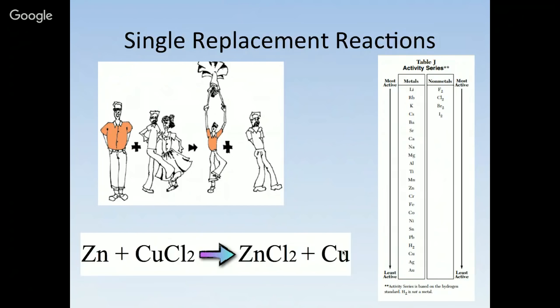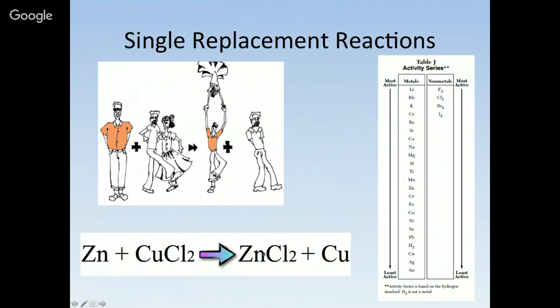Very similar to the dating situation, zinc is a more active metal than copper, and we can tell that by looking at Table J. So if we look over here, we have copper down here, which is on the lower end for the active metals, and then we have zinc all the way up here. So zinc is more active than copper. So when they come in contact with one another, zinc is going to replace copper in the compound. Copper ends up on its own, and we end up with a new compound, zinc(II) chloride.